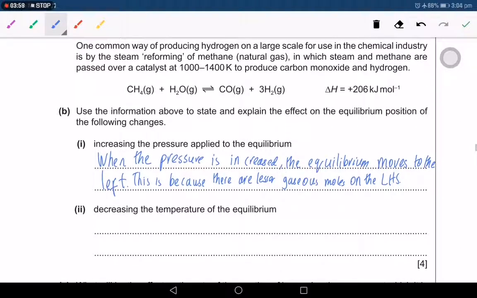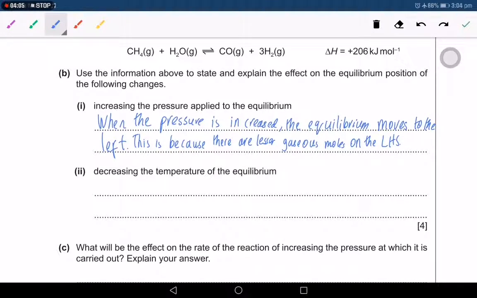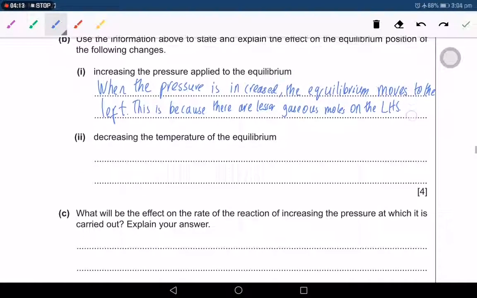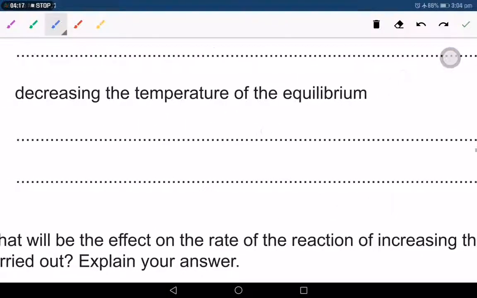Decreasing the temperature, so you know that it is exothermic. So if you decrease the temperature and increase the pressure, you must know that your yield will be bare minimum, meaning you may obtain very little amount of hydrogen, or you may not have hydrogen at all. So decreasing the temperature of the equilibrium.